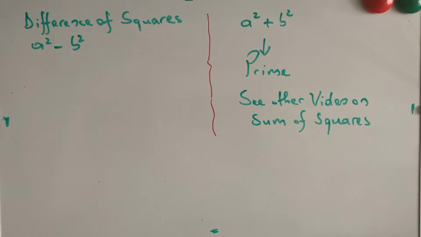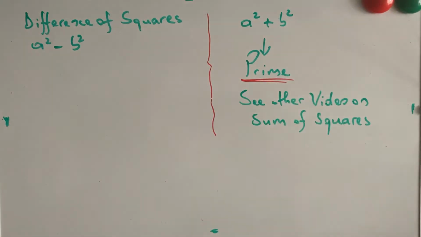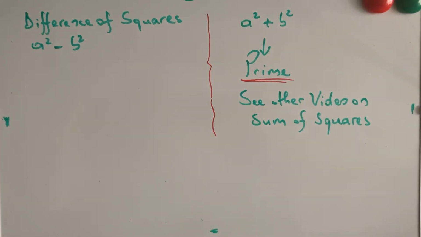Okay, so the answer, you would say it's not factorable, or it's prime. By the way, see the other video I have on sum of squares, so you can understand more, because I explain more about sum of squares, okay? But now the focus is just for difference of squares. Okay, for this one here, it's pretty simple to factor.